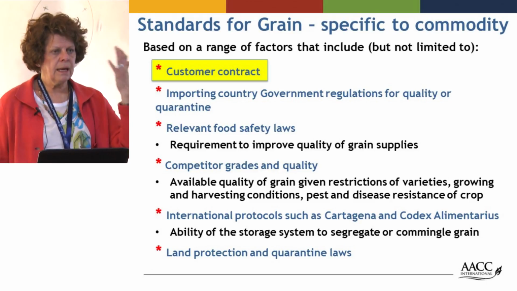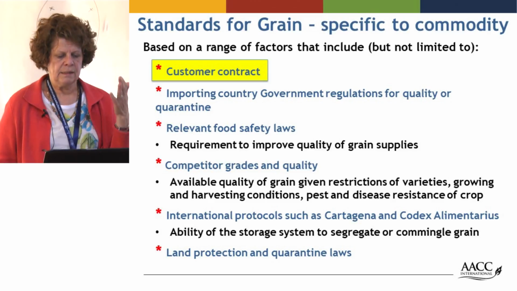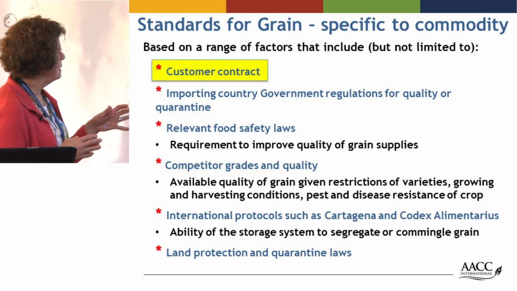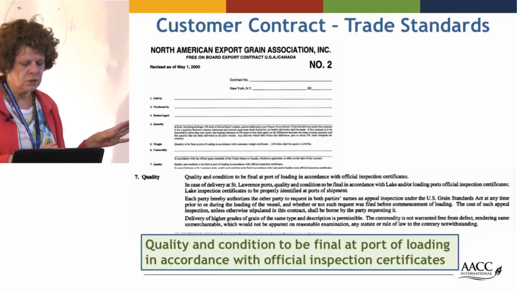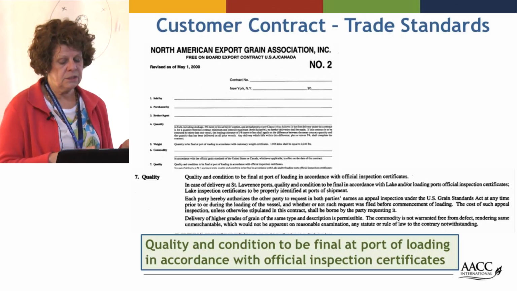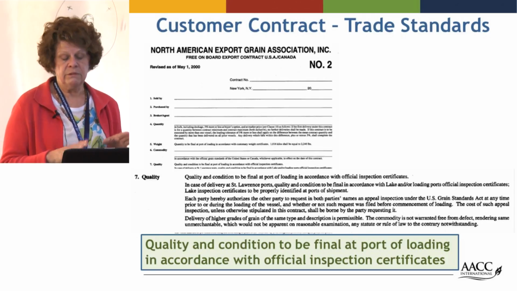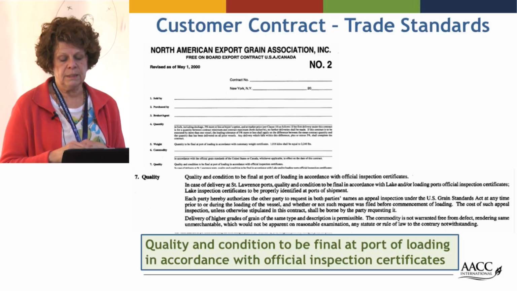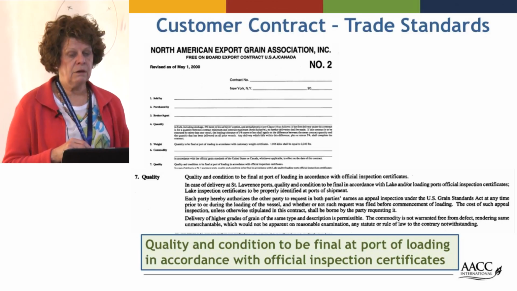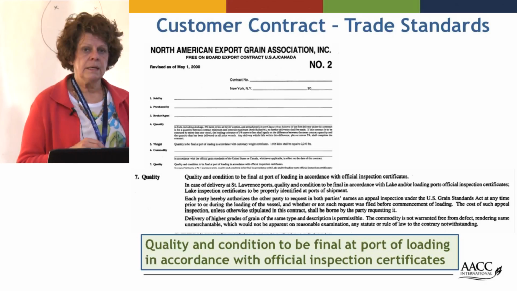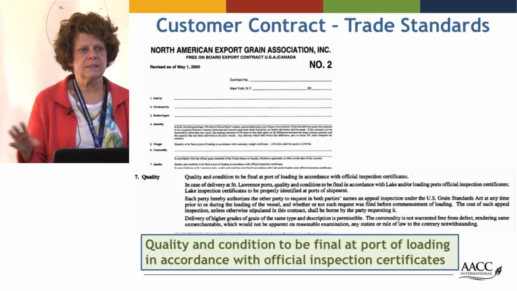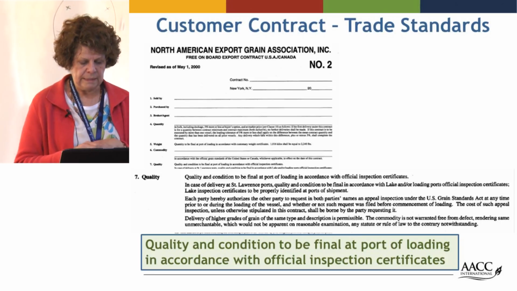So overriding this, the person that's most going to initiate this is the customer. And the customer is going to have a contract. This is just a rough example of a contract, but one part of the contract is the quality section. Essentially what this contract says is the quality and condition is to be final at the port of loading in accordance with official inspection certificates. So essentially what this is saying is if I am shipping grain out of North America, then when I load the ship, that's the time at which everything is sealed, the certificates are there, and the numbers are produced.